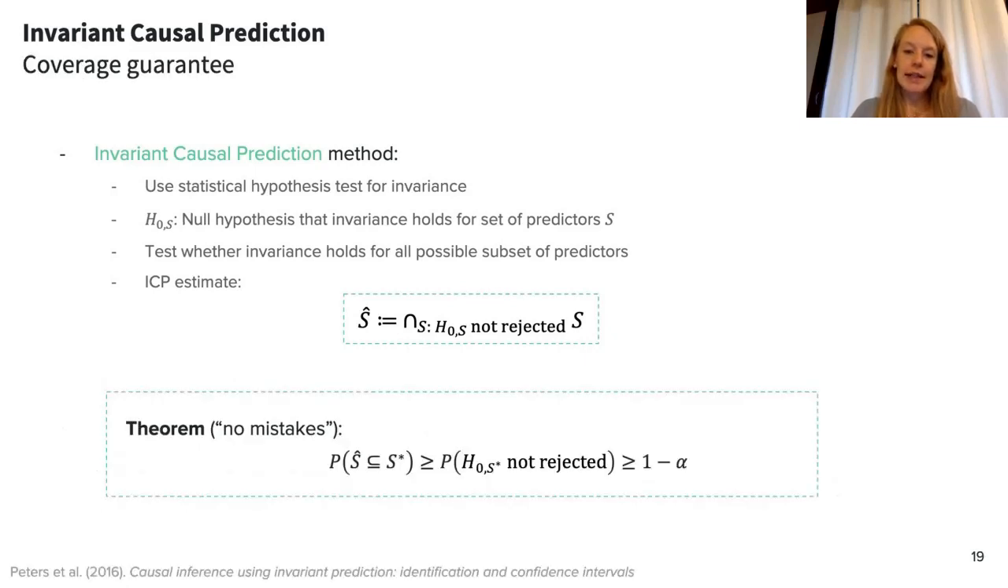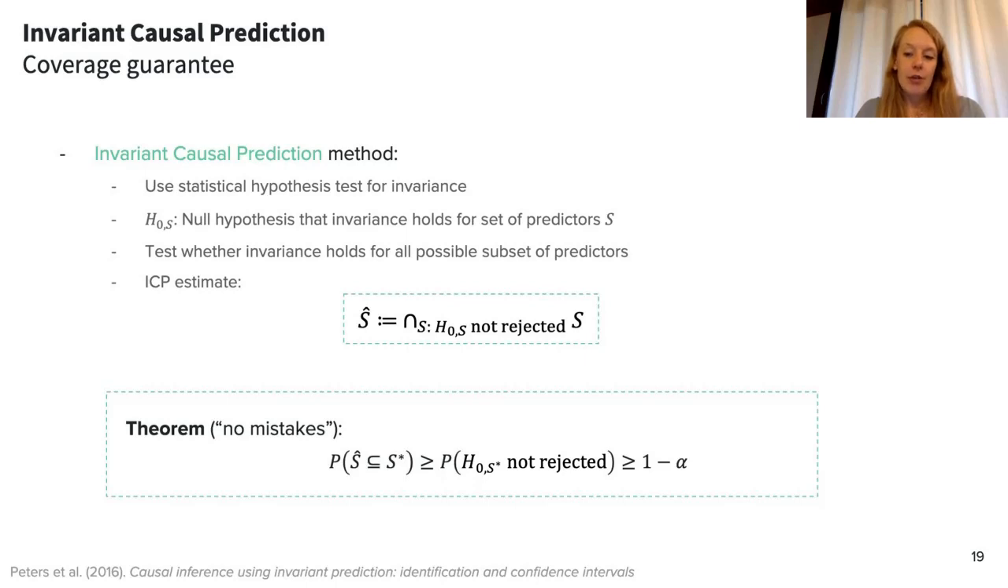So now what is quite nice about this method is that it has a coverage guarantee. And that is that this estimated set S hat is a subset of the true causal parents with high probability. And why is this? So this can be quite easily seen, because S hat would not be a subset of S star had we rejected the true causal set when we tested. I mean, of course, we don't know which set is a true causal set, but at some point we test the true causal set, right? Because we test all subsets of the predictor variables.